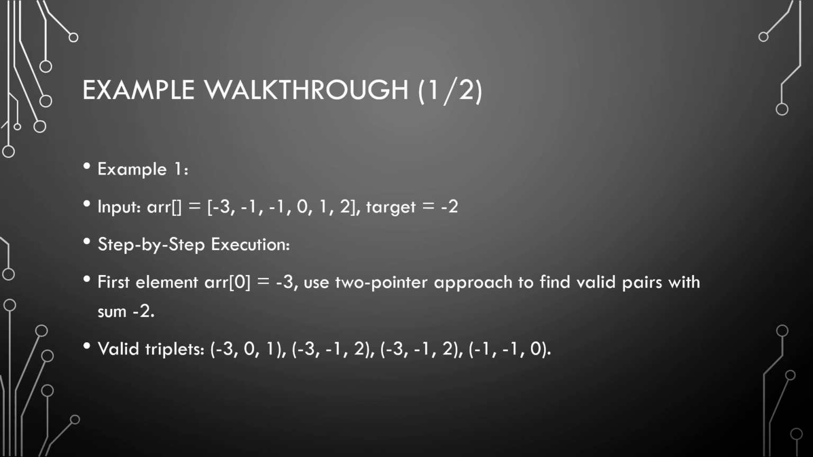Let's walk through an example. For the input array -3, -1, -1, 0, 1, 2 and a target value of -2, we start with the first element -3. Using the two-pointer approach, we find four valid triplets: -3, 0, 1; -3, -1, 2; -3, -1, 2; and -1, -1, 0. This illustrates how the two-pointer approach efficiently finds the triplets without unnecessary comparisons.